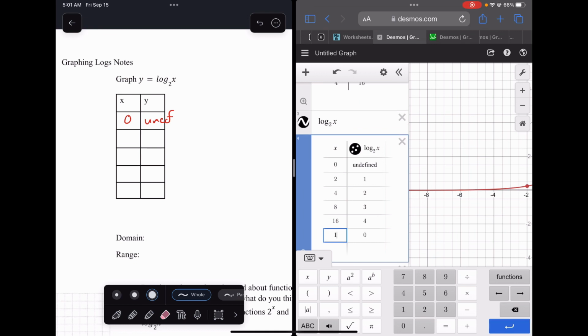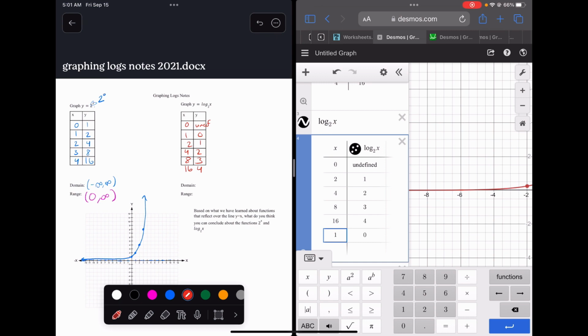Sorry, I meant to plug in a 1 here. When we plug in a 1, we get a 0 out. When we plug in a 2, we get a 1. 4, we get a 2. 8, we get a 3. And we're going to add one more down here. 16, we get a 4.